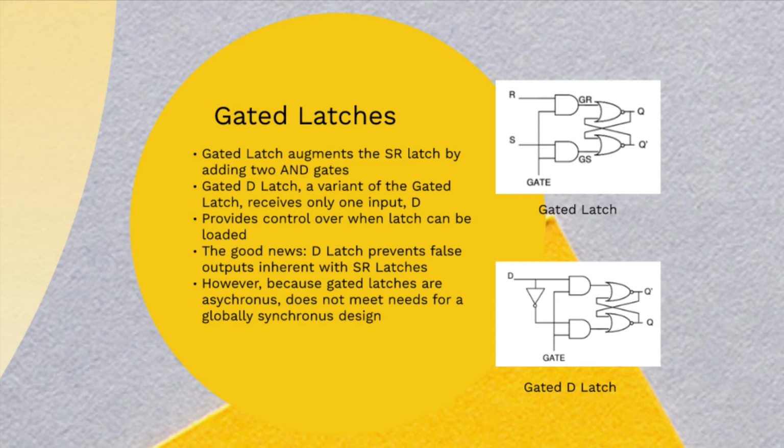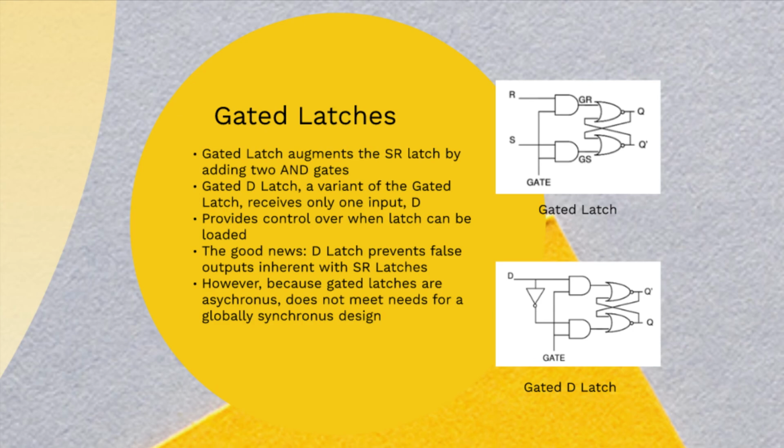In the lab, we explored the functionality of a gated D latch. In this variant, we receive only one input, D, which is inverted in one of the inputs to the AND gate. This has the characteristic that the two latch inputs are always the complement of each other. When the gate is high, or 1, the Q output will take on the value of D input. That is, when the gate is high and D is equal to 1, the latch will be set, and when the gate is high and D is equal to 0, the latch will be reset.